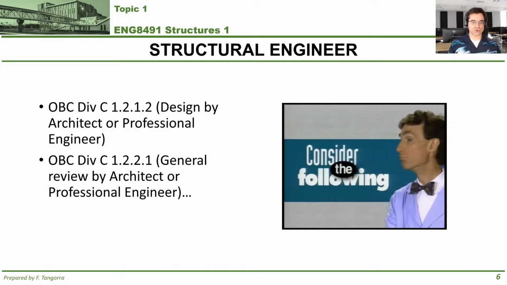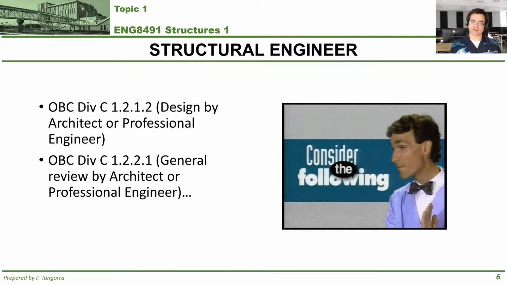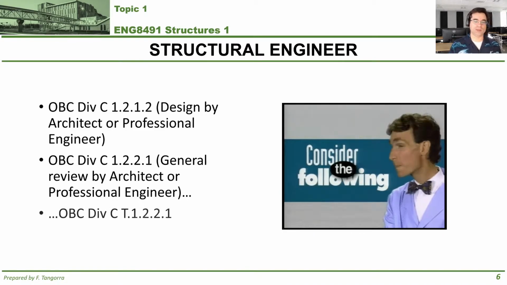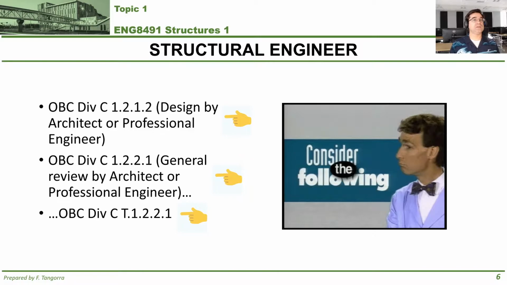Which then leads me also to recommend for you to review under Division C of the Ontario Building Code 1.2.2.1, which lists very clearly all those specific items related to building construction that must be reviewed by an architect or by a professional engineer, or may be reviewed by both. Specifically, you'll find that very well cataloged and listed under Table 1.2.2.1. I recommend you go check these out and be able to find them.